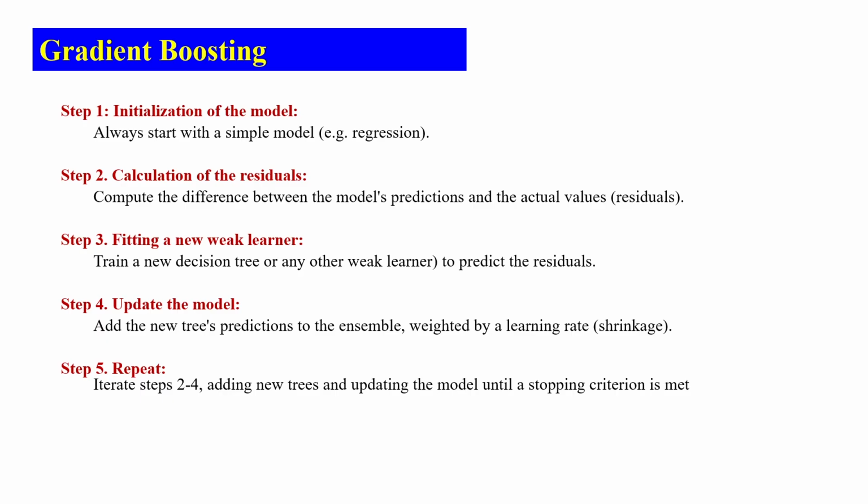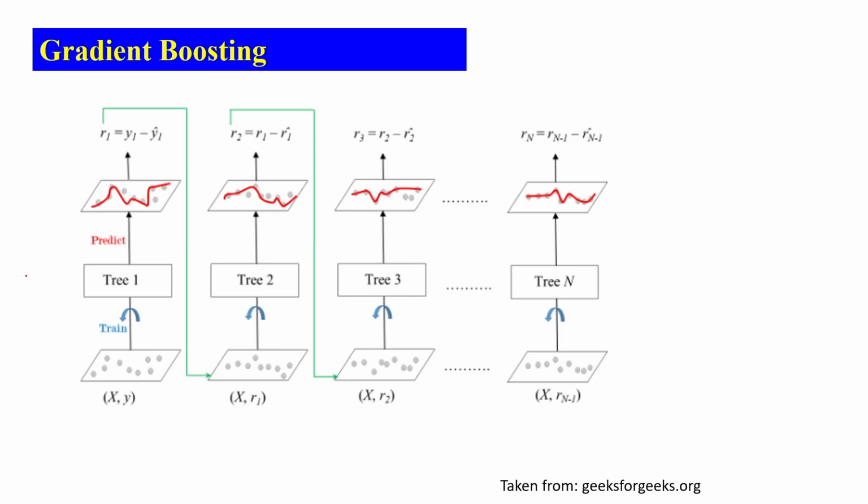You initialize the model, start with some simple model like regression, calculate the residuals, the difference between the prediction and the actual values, and then fit new weak learners. That is what it does, and then it updates the model every time. So, this is the main process, and then steps 2 to 4 are repeated. This is exactly shown here.